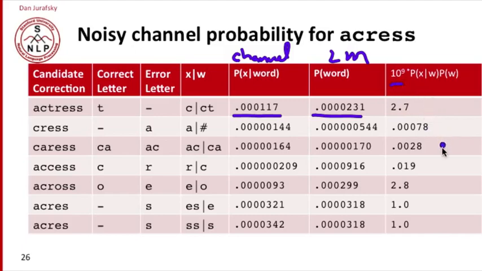So you can see that the most likely word here is across, with this particular channel model and this particular language model. But actress is also quite likely, and acres seems a reasonable likelihood, and the word cress, which is just a very rare word, you can see is a very low probability and has an unusual error of inserting an A at the beginning, which makes it a very low probability correction. So the noisy channel model likes the word across as the possible replacement.